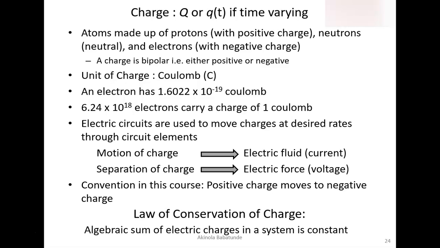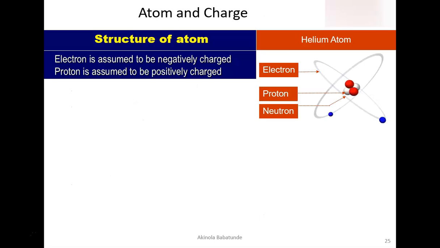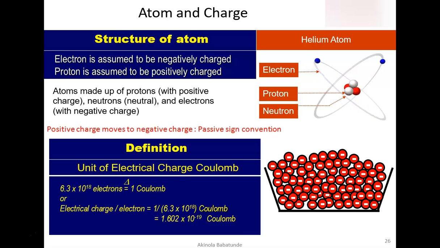The law of conservation of charge states that the algebraic sum of all electric charges in a system is constant. So we've talked about the structure of an atom. We have said that the electron is assumed to be negatively charged, proton is assumed to be positively charged, while the neutron has no charge at all. Atoms are made up of protons, neutrons, and electrons. The positive charge moves to the negative charge. This is very important, and it is the passive sign convention that we're going to use throughout this study. Positive charge moves to the negative charge all the time.